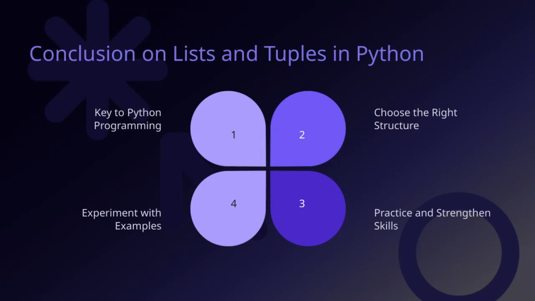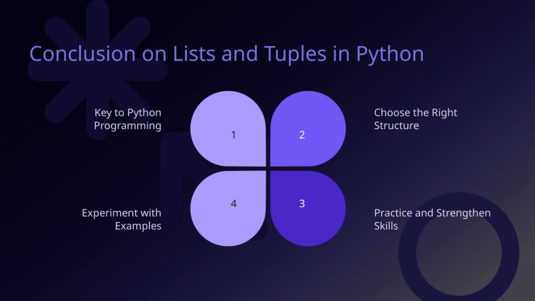All right, as we wrap up, it's really important to emphasize the value of practicing and strengthening your skills. The best way to become proficient is to choose the right structure for your exercises and projects. Remember, there's no one-size-fits-all. Sometimes experiment with examples to see what works best for you. That experimentation is key to understanding Python programming deeply.